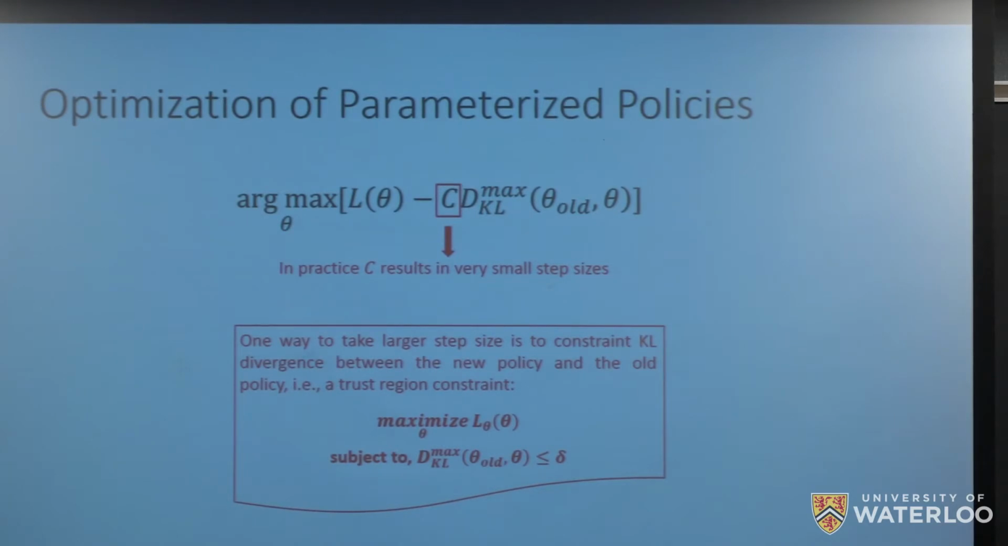What the TRPO paper suggested is that one way to take the largest step is to constrain the KL divergence between the new policy and the old policy, which is the trust region. So instead of using any C, we simply maximize L, subject to the constraint that the maximum of the KL divergence between the older parameter and the newer parameter is less than some hyperparameter. So it's not C anymore. We can update the policy more aggressively instead of changing it small step by step.